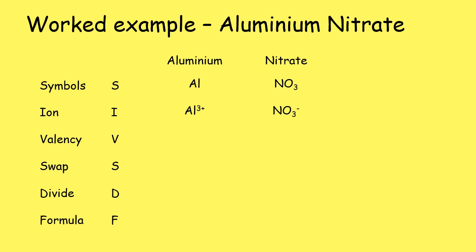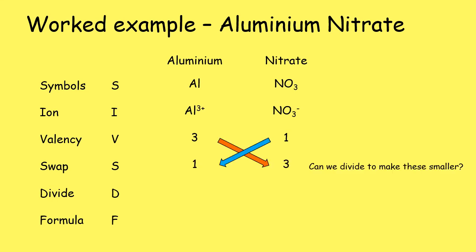When it comes to nitrate, all you need to do is look at the data booklet on page 8, and you're going to write out the ion with its charge, which is NO3 minus. The valency of aluminium is 3, the valency of nitrate is 1. We swap. Can we divide to make things smaller? In this case, we cannot.